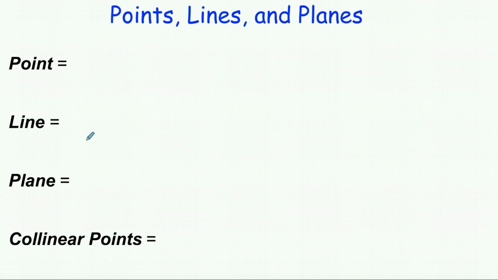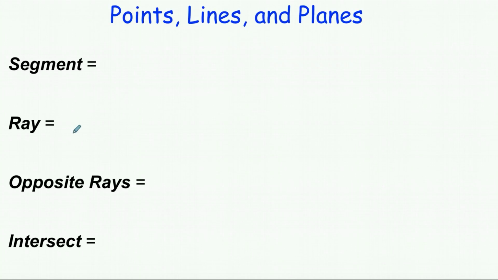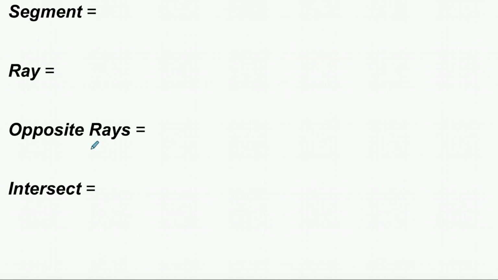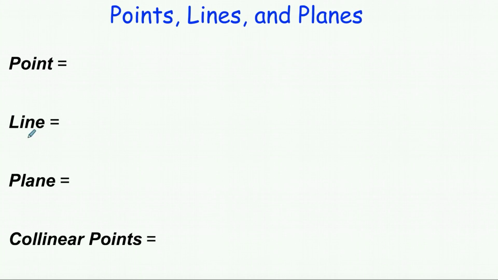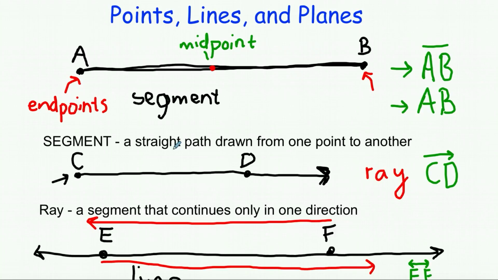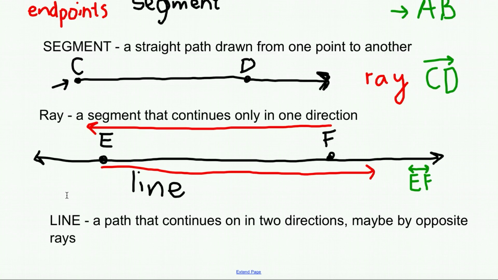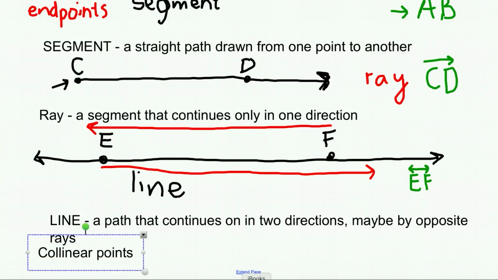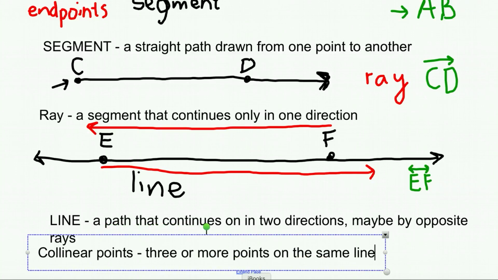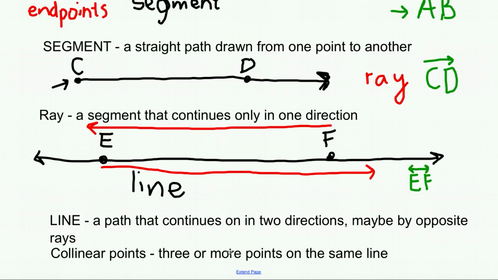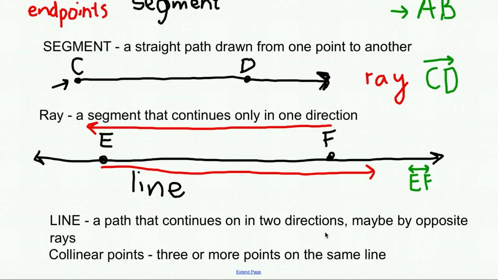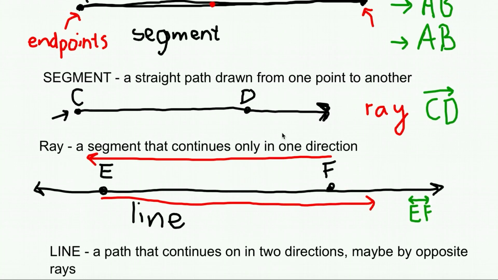Okay. Let's see how many more we have. I have a list here. Plane, collinear points, coplanar points. Okay. Opposite rays we've got. Segment we've got. Intersect. We'll do collinear points and coplanar points. Actually, we'll just do collinear points. So I'm going to come back here, and this definition you can just put on your sheet. So collinear points are 3 or more points on the same line. 3 or more points on the same line. That is collinear points. Okay?